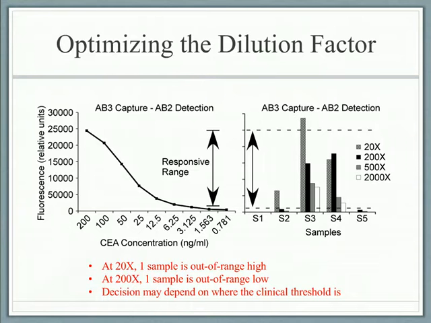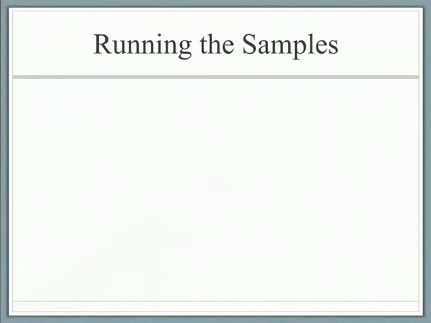So for example, if this is a clinical assay where your threshold for decision-making is down in the low nanogram per milliliter range, then you would use a low dilution factor. So those are some considerations for optimizing the dilution factor in the assays. I'll just talk briefly now about considerations for running the samples, just some basic experimental principles.